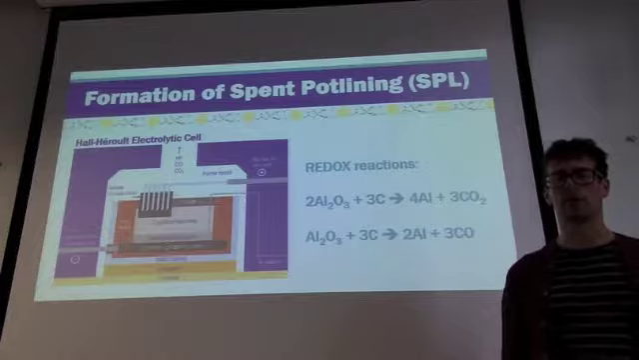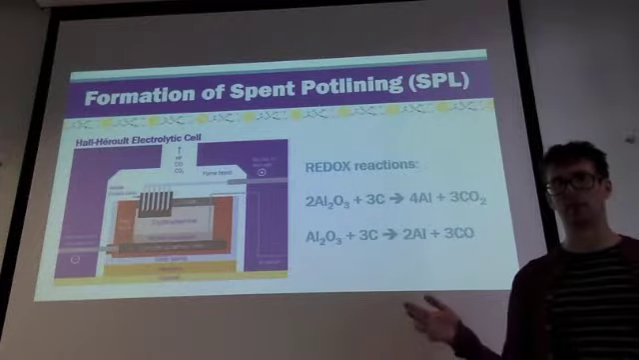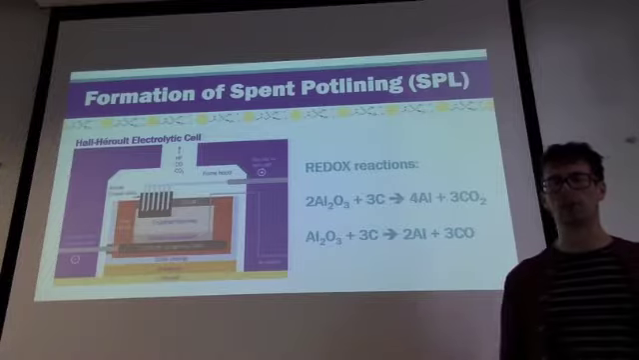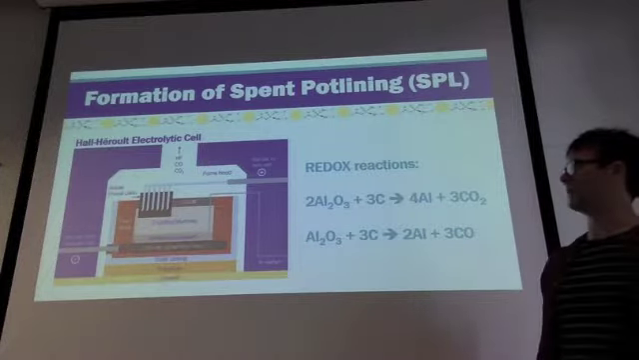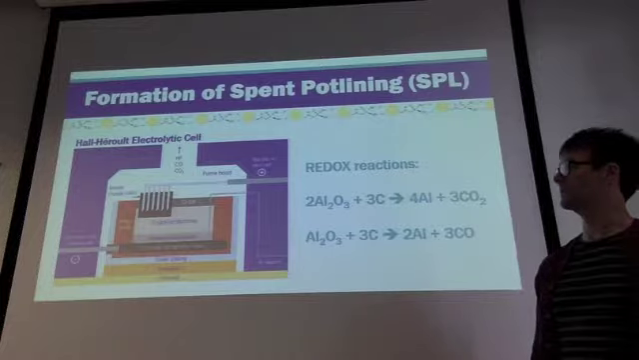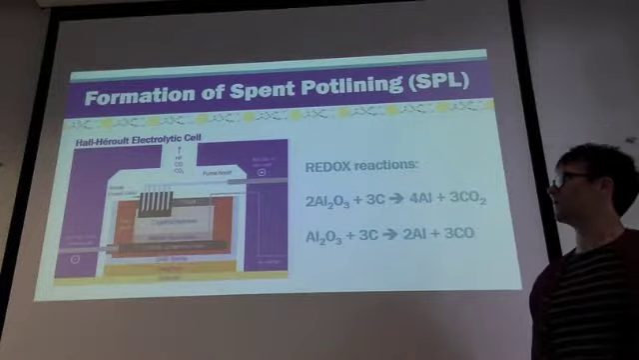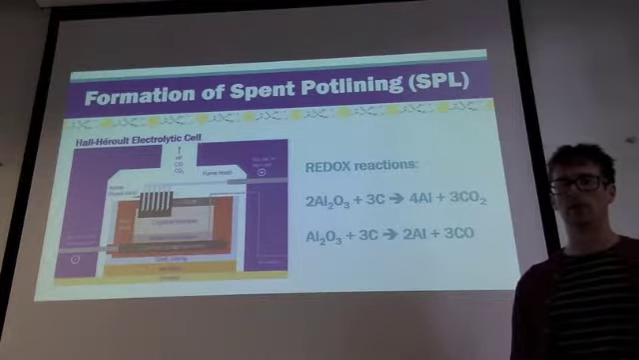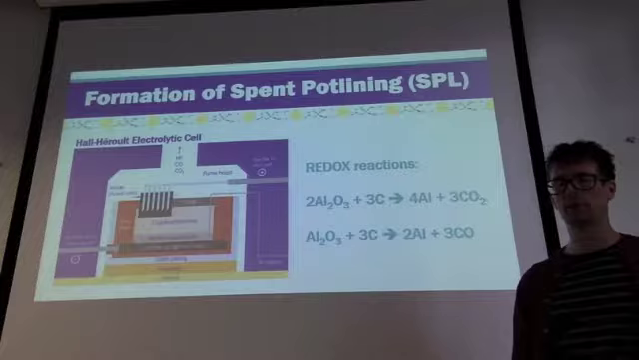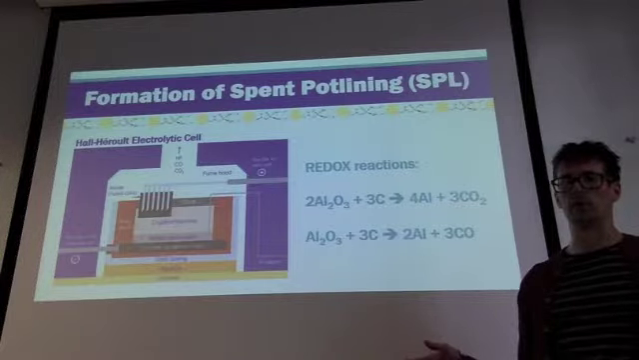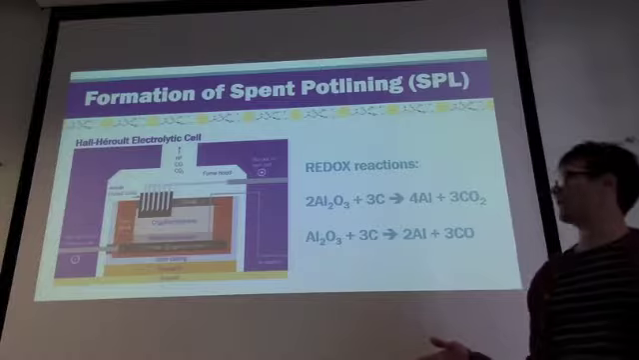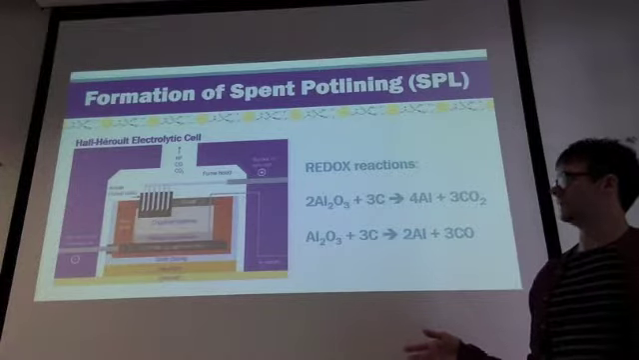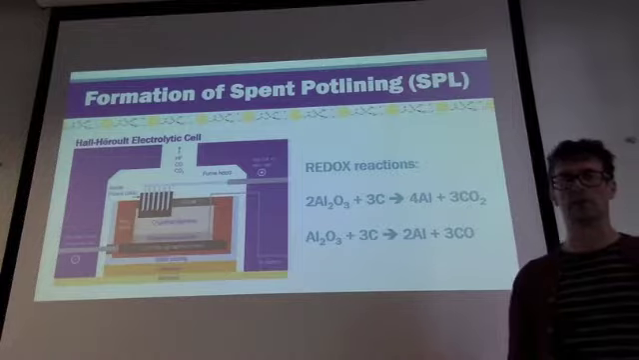So, to answer the question of where spent pot lining, abbreviated to SPL, actually comes from, our journey really begins here within the primary aluminium smelting industry. In this Hall-Héroult industrial scale electrolysis cell, we have alumina, Al2O3, dissolved in a bath of molten cryolite, sodium aluminium fluoride. The alumina is reduced to pure aluminium metal, and correspondingly the anode is oxidized to carbon dioxide and carbon monoxide, completing the redox chemistry.